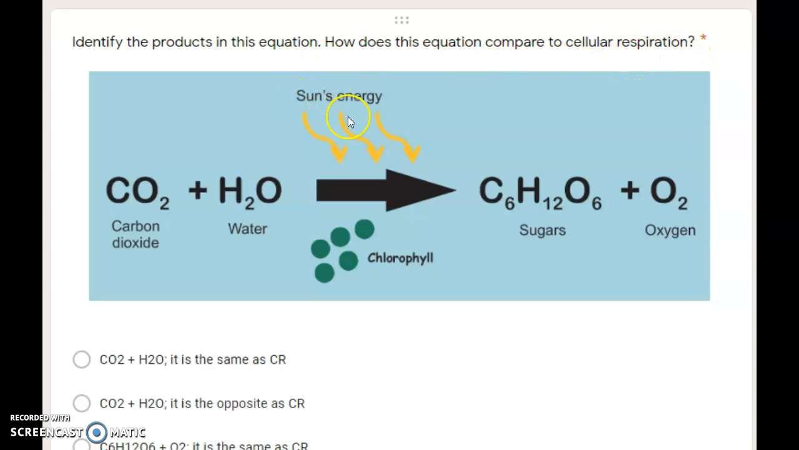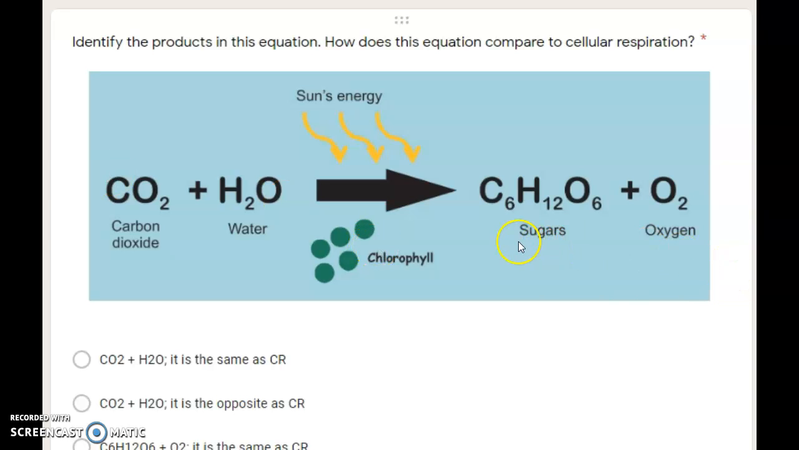Well, this is photosynthesis because we have sunlight coming in. The energy is being captured by the chlorophyll. That energy has been stored in this sugar molecule for later use in cellular respiration. So these products from photosynthesis are going to go into cellular respiration and be the reactants for cellular respiration. Photosynthesis is building the glucose. Cellular respiration will be breaking it down and making carbon dioxide and water and ATP energy. So it is the opposite of cellular respiration.